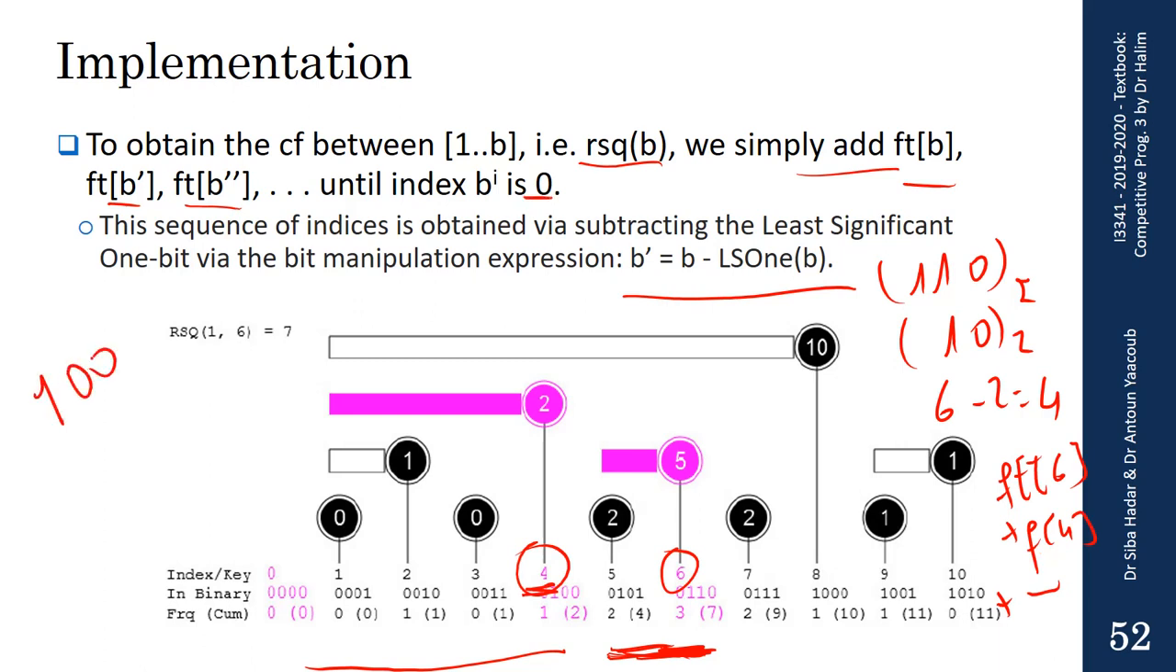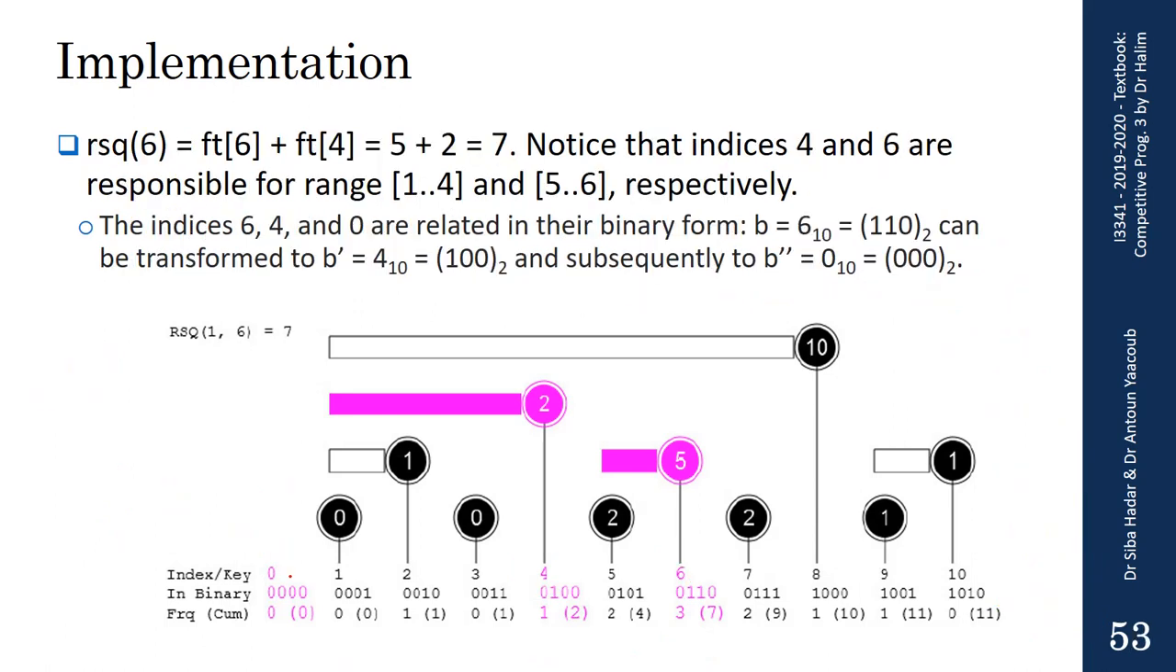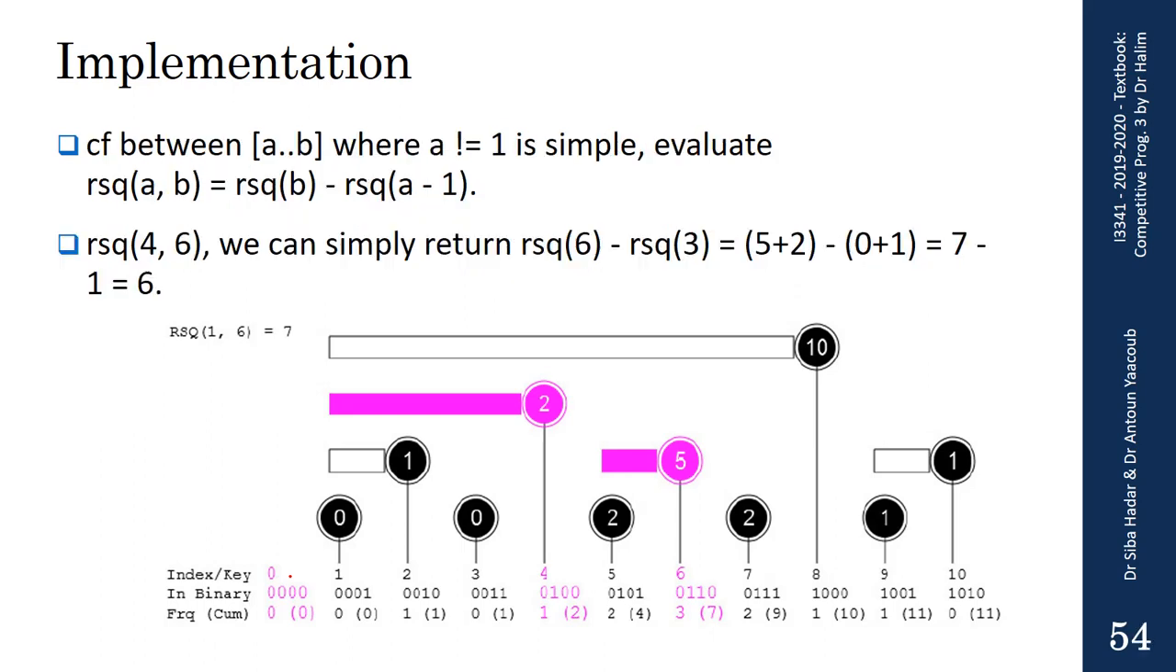Let's see 4. 4 is equal to 100. What's the least significant bit? It is also 100. 4 minus 4 equal to 0. So here we will add ft of 0. However, as we know, there is nothing in ft of 0 because it's skipped. So it's all explained here. So this is how we calculate the range sum query for an index of the tree.